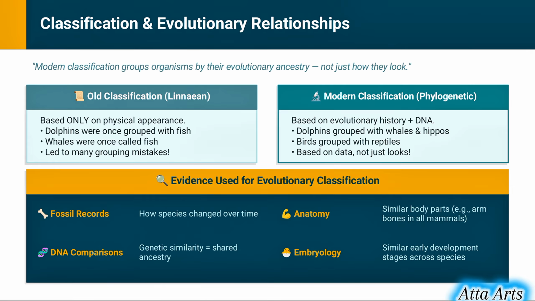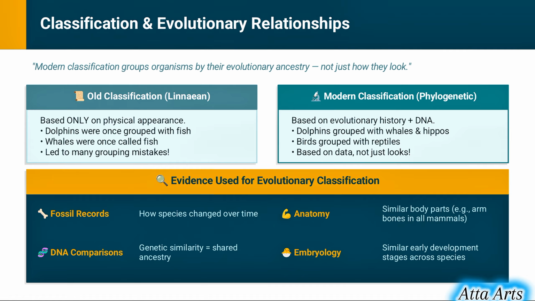Modern classification, called phylogenetic classification, groups organisms based on their evolutionary history. Where did they come from? Who is their ancestor? What does their DNA say? This is much more accurate. What evidence do scientists use to understand evolutionary relationships? Number 1, fossil record. Fossils show us how species change over millions of years. Number 2, DNA comparison. Similar DNA means shared ancestry. Number 3, anatomy. Similar body structures point to a common ancestor.